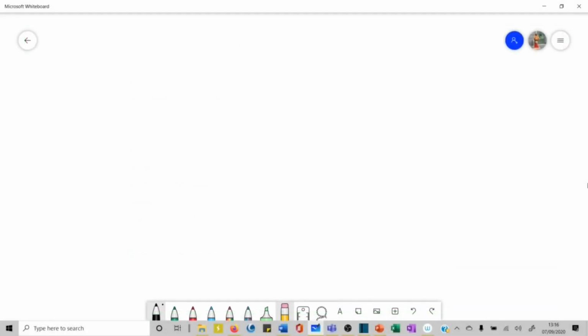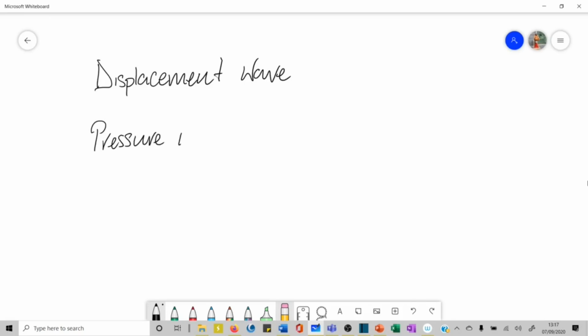Okay, sound pressure and sound waves. There's two elements to making sound. Obviously, we need something to actually instigate the sound wave itself, but the sound wave is made up of two parts. The first thing we have is a displacement wave, and we have a pressure wave, and between the two, that equals a sound wave.